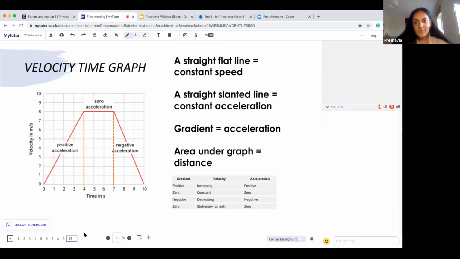So this brings us on to our velocity time graph. Our velocity time graph is completely different to a distance time graph. This time, our gradient shows us acceleration. In a distance time graph, gradient is velocity. In a velocity time graph, gradient is acceleration, because we have the change in v divided by the change in t, which is exactly what our equation is.